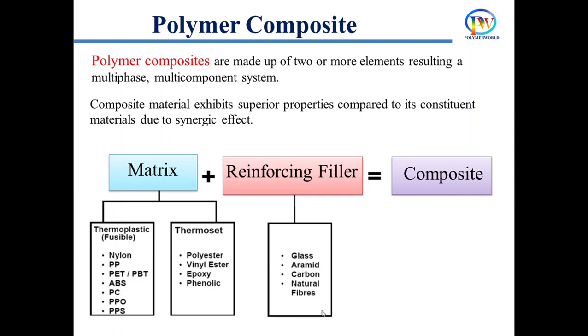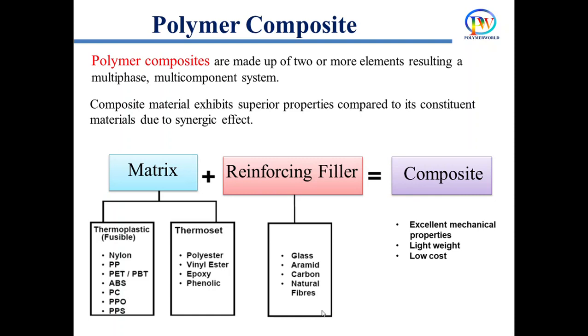These reinforcing materials can be continuous fibers such as glass, carbon, aramid fiber; short fibers such as chopped glass fiber or chopped carbon fiber; layered materials such as exfoliated clay; spherical particles such as glass microspheres; particles with irregular shape such as carbon black or fumed silica, etc. The polymer and filler combine together via strong chemical or physical bonding, and the composite material exhibits superior properties compared to its constituent materials due to synergistic effect.